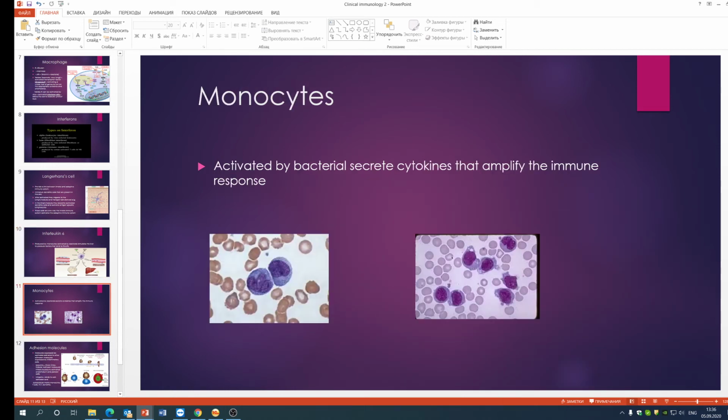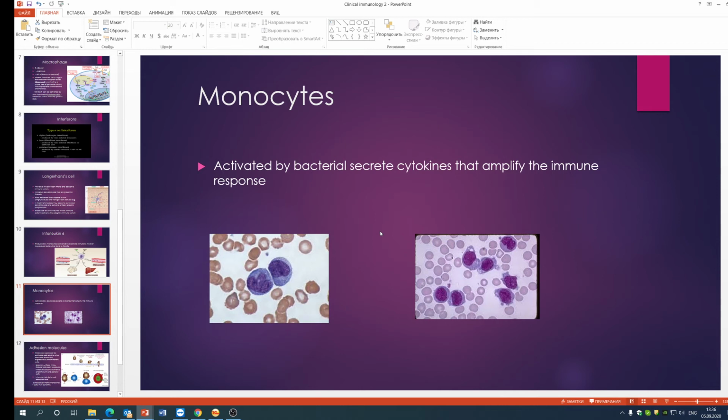Monocytes activated by bacteria secrete cytokines that amplify the immune system. Which cytokines are produced? Interleukin 1, which responds to fever, interferon alpha, tumor necrosis factor alpha, interleukin 6, and interleukin 17, resulting in an inflammatory response. Too much tumor necrosis factor alpha release may cause septic shock and death.